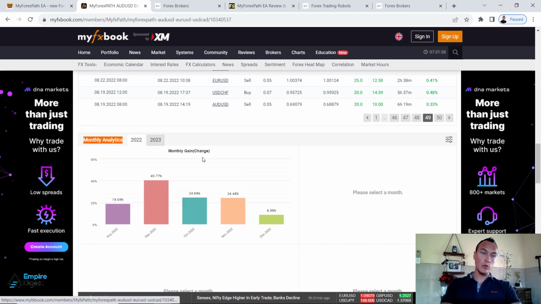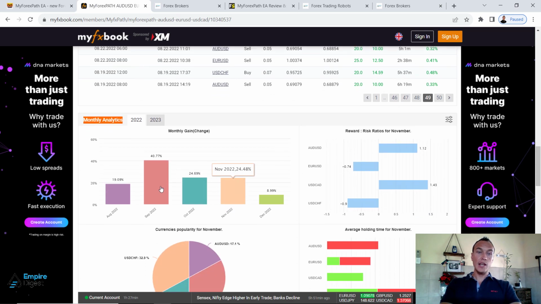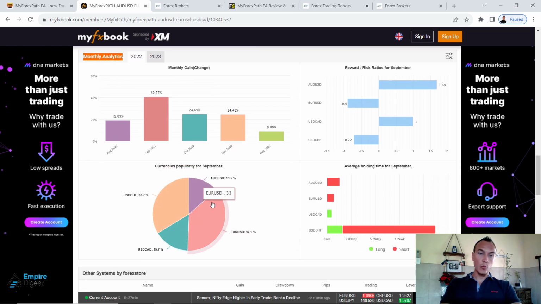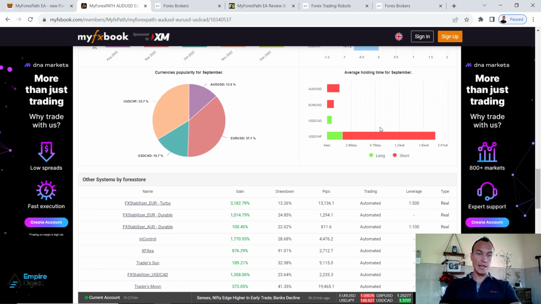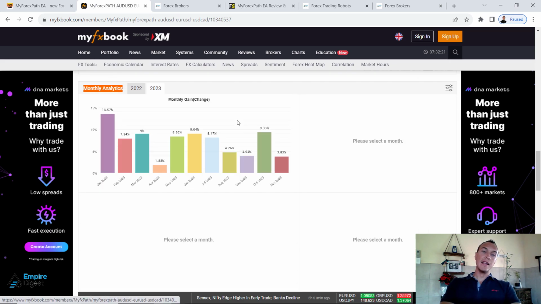So let's go back to 2022 when the account started trading. 19%, 40%, 24%, 24%. You can actually click on every single one of these charts and it will open up to show you with these 4 pairs how it's been performing. You can have a look at the average holding time for September, the ratios, etc. But look at these: 24%, 24%, 8%, and then in the year 2023 it came down: 13, 7, 9, 1, 8, 9, 8, 4, 3, 9, 3.